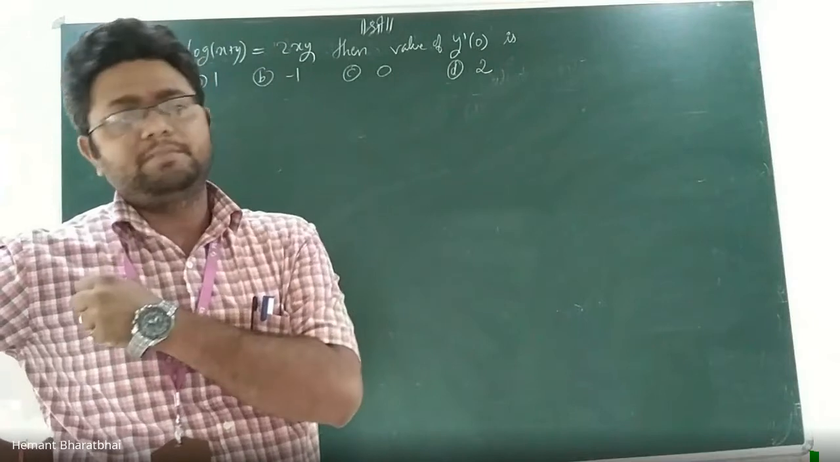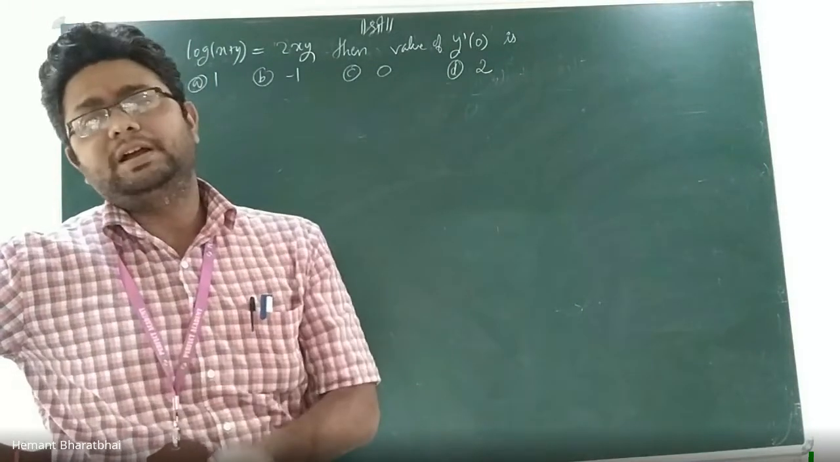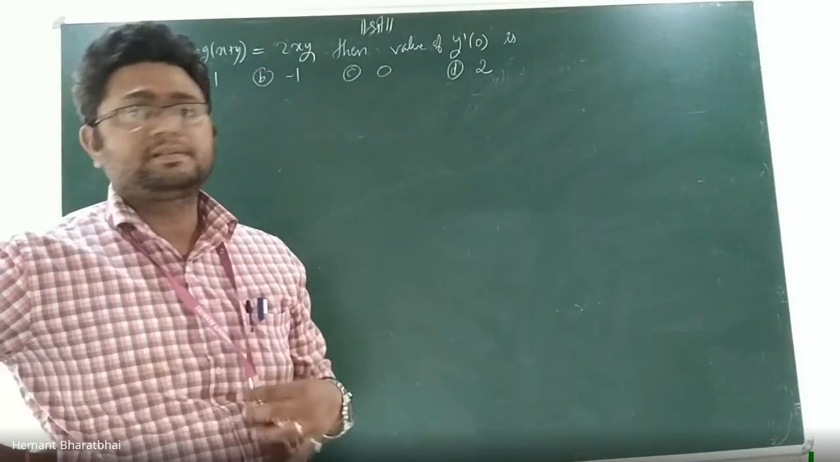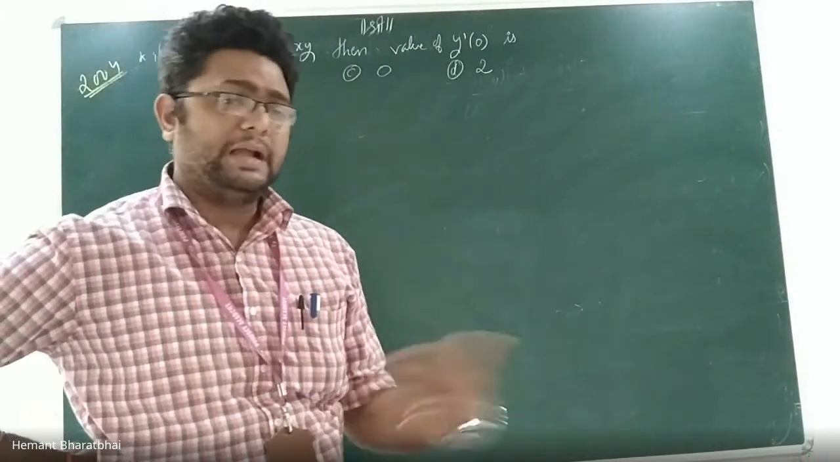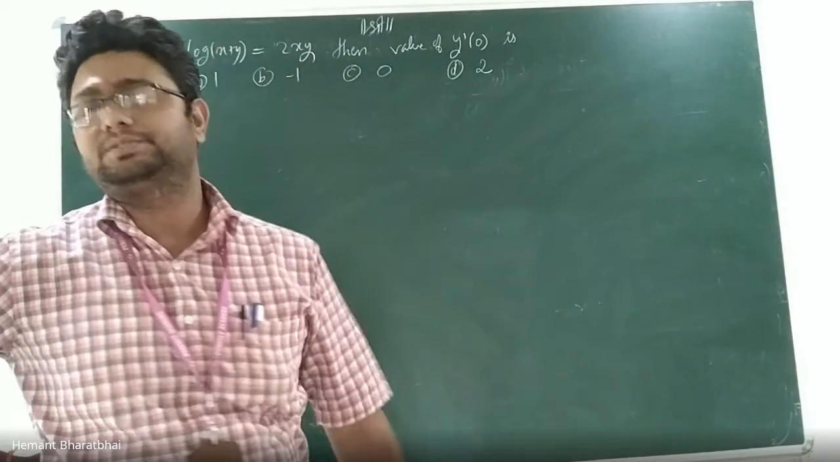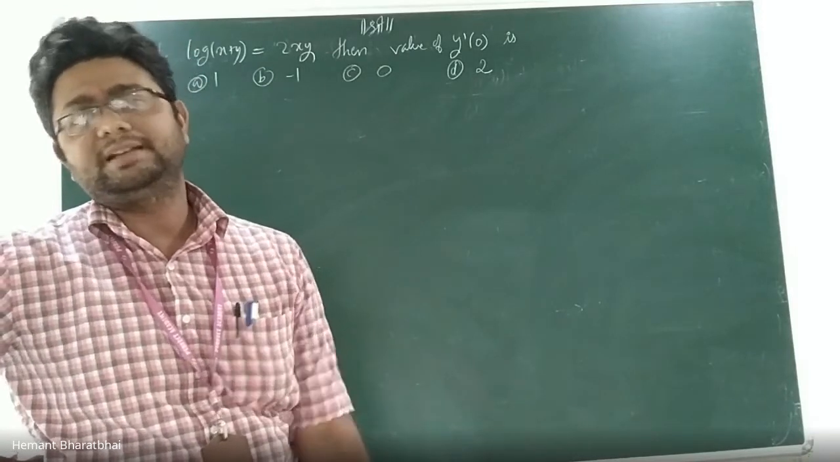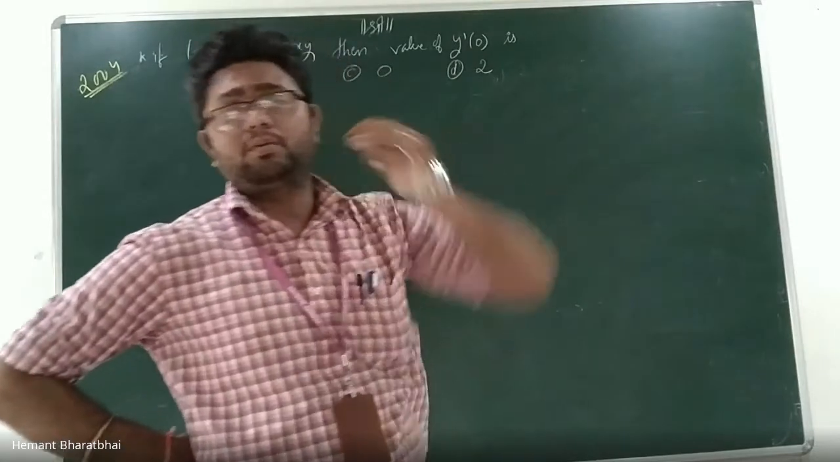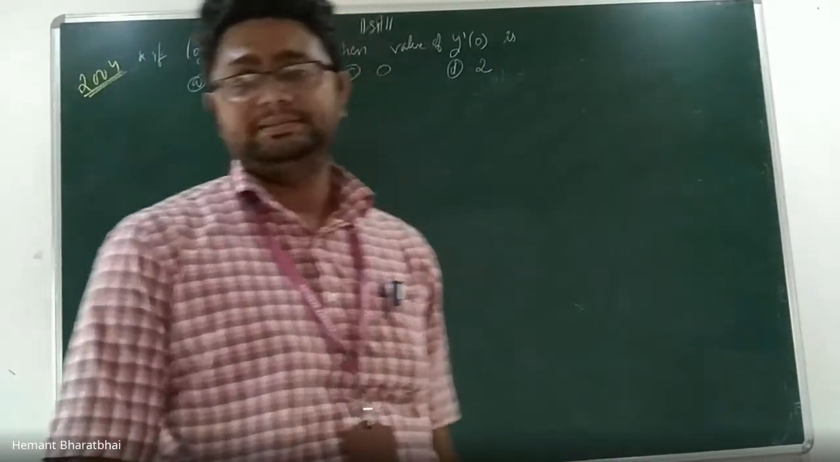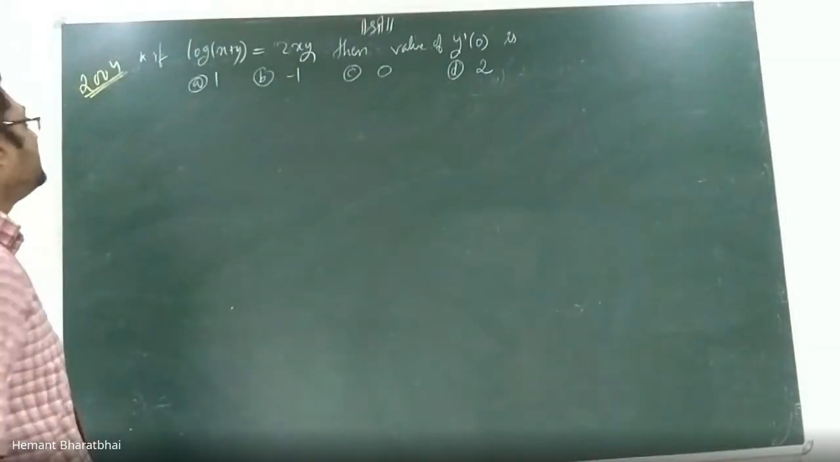So now the problem is, when you find out the value of dy by dx, which is nothing but y dash, you will get the y term also, you will get the x term also. So if you substitute x is equal to 0, that's fine because he has given y of 0. But what value will you substitute for y? That is where it is a little bit tricky.